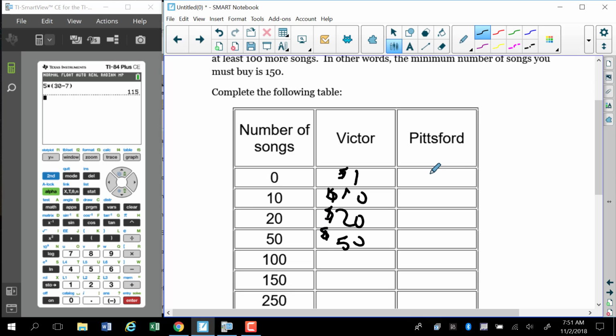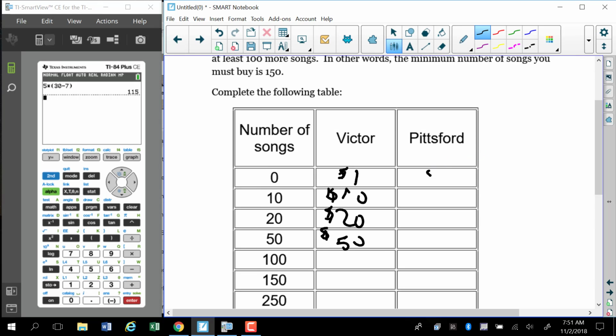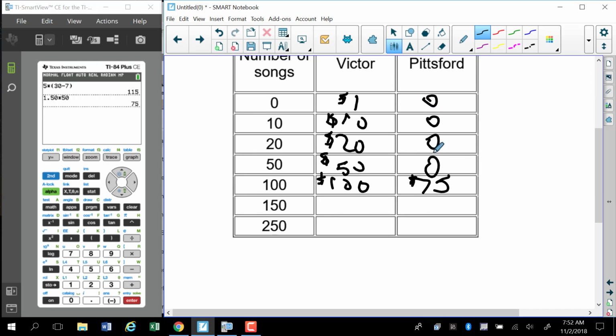For Pittsford, it's going to be 0 for the first 50 songs, and then $1.50 for each after. So 0 here, 0 here, 0 here, 0 here, then $1.50 here times this 50. So $1.50 times 50 songs, and here you're going to get charged 75 bucks for these other additional songs, where this will be charged 100. So again, you'll notice here it starts out with nothing and then it jumps up to 75 bucks because these are more per song, but you get a bunch free. Over here, you're just getting charged $1 a piece. So again, over here, you're 150 bucks and 250 bucks for 250 songs.